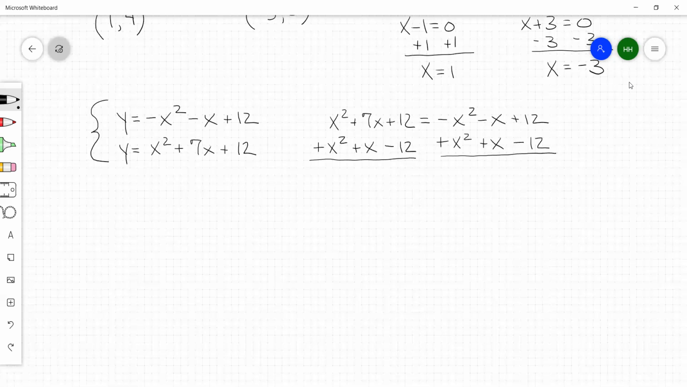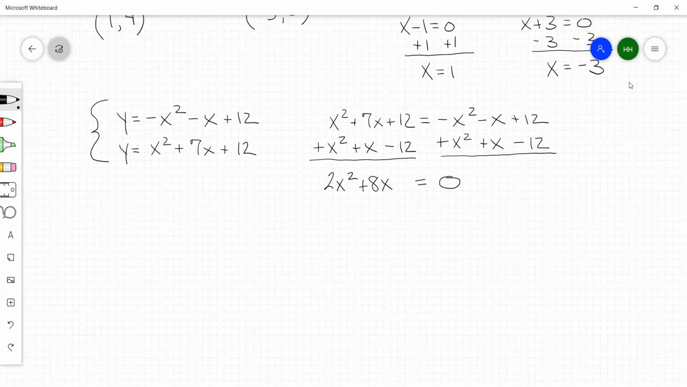What you get is x squared plus x squared is 2x squared. You get 7x plus x, which is 8x. Your 12 minus 12 is 0. That goes away, and everything on the right-hand side zeroes out. So there's what you're left with: 2x squared plus 8x equals 0. And again, now you can solve by factoring.